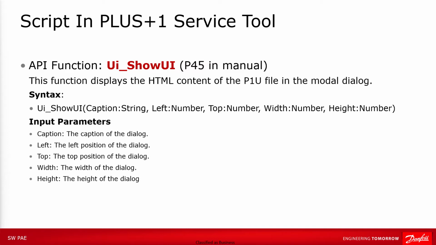The syntax of this function is the name UI_ShowUI followed by a pair of parentheses containing 5 arguments. The first is the caption of this window that is displayed in the upper left corner of the window. Next 2 parameters are the left and top position of the window. If these 2 parameters are 0, the window is displayed in the center of the Service Tool window. Last 2 parameters are the width and height of the window.